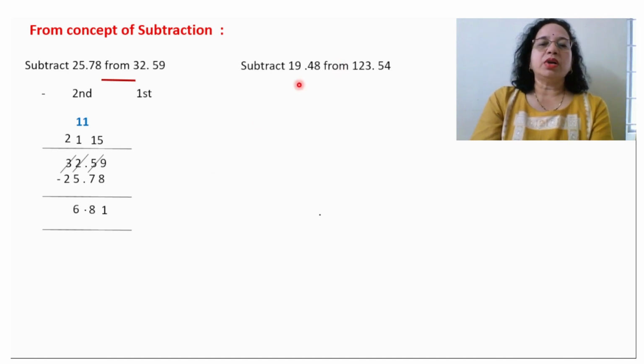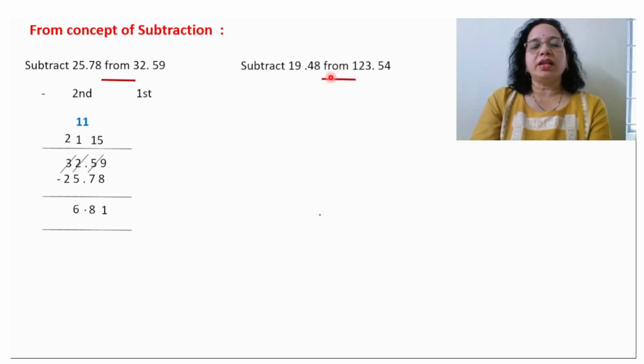Take one more example, subtract from. So underline the word from. Whatever number is there after from, that number always we write down first. Then we write down this number and then put subtraction sign.